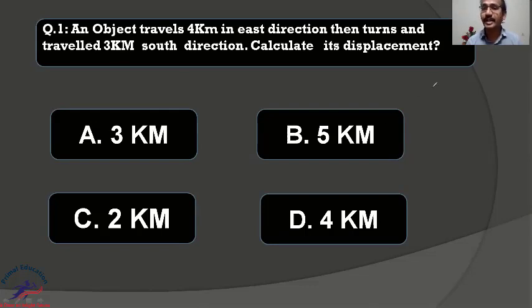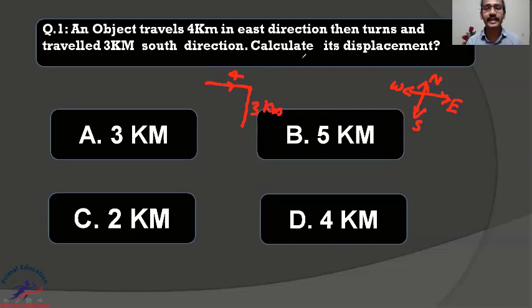In this type of question, roughly note down what east-west is. For example, this is east, west, this is north, and this is south, for your observation. Now, draw a diagram or a graph along with the question. An object travels 4 kilometers in east direction. This is 4 kilometers from point A to point B. Then it turns and travels south, downwards, 3 kilometers.